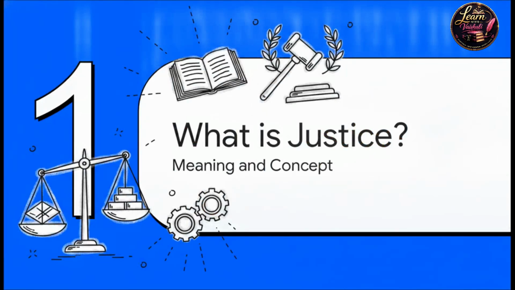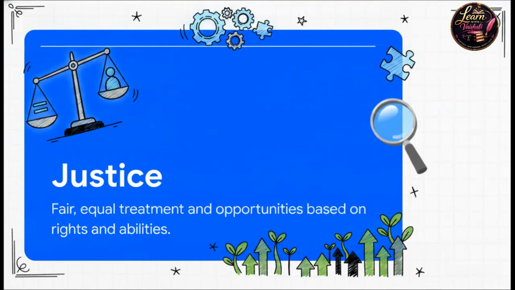Which brings us to Section 1. What exactly is justice? So, on a formal level, justice means treating every person fairly and equally, making sure they get opportunities that match their specific rights and abilities. Think about it. It's not just about enforcing rigid rules just for the sake of it. It's about proper, humane treatment, meaning everyone gets a fair shot based on their inherent rights as a human being.